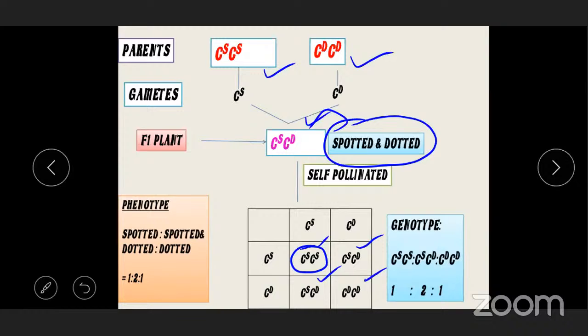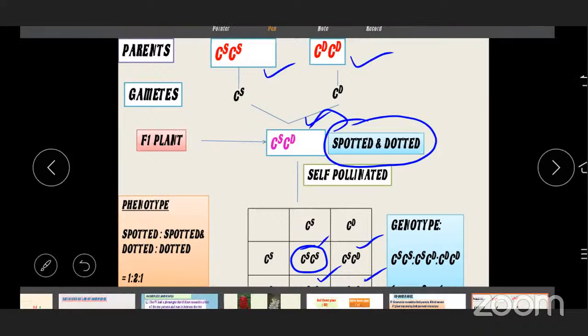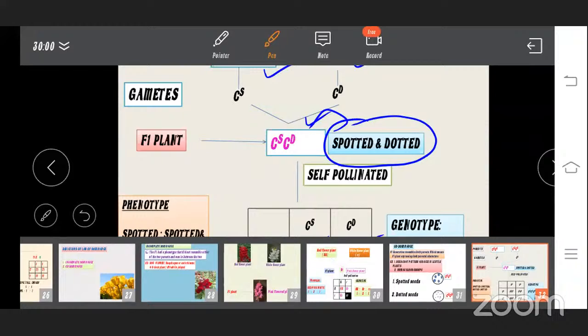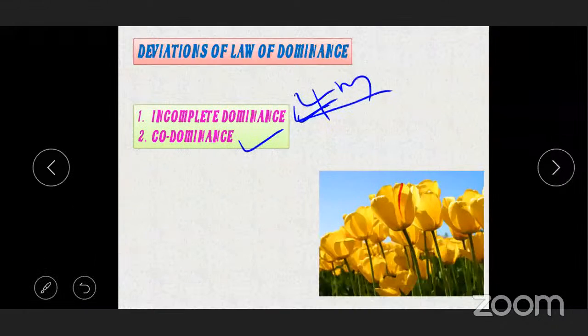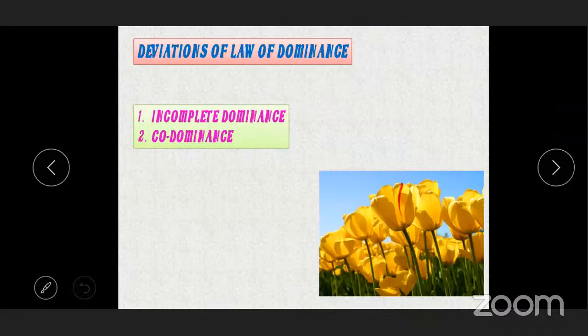CSCS, how many? 1. CSCD, how many? 2. CDCD, how many? 1. That is equal to 1:2:1. This is about codominance. Yes, these two are the deviations of the law of dominance. So in these two situations, the law of dominance is not proved, not applicable.